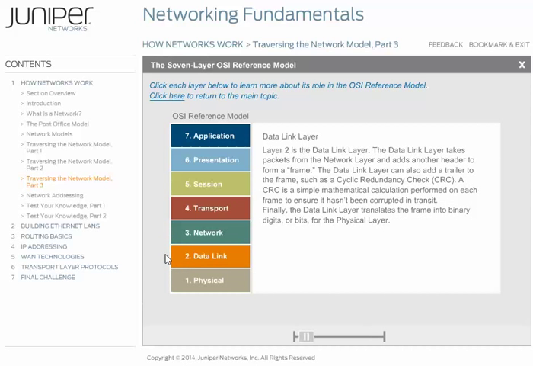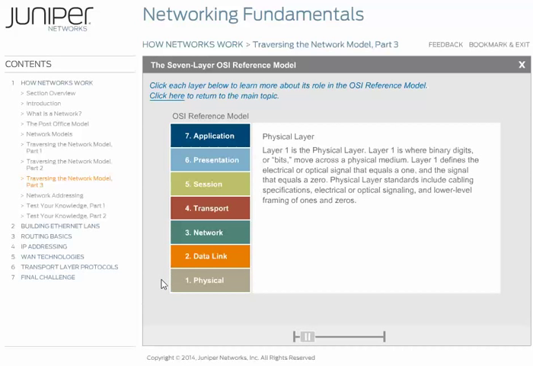Layer 2 is the data link layer. The data link layer takes packets from the network layer and adds another header to form a frame. The data link layer can also add a trailer to the frame, such as a cyclic redundancy check or CRC. A CRC is a simple mathematical calculation performed on each frame to ensure it hasn't been corrupted in transit. Finally, the data link layer translates the frame into binary digits or bits for the physical layer.